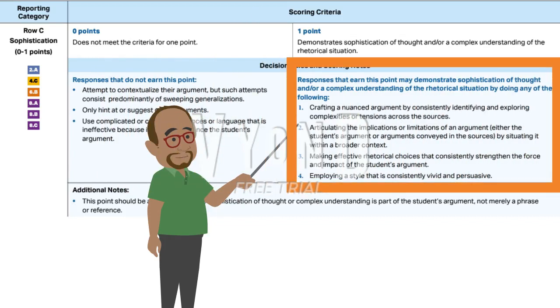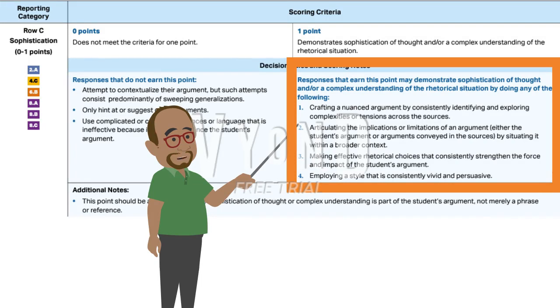A student does earn this point by demonstrating sophistication of thought and/or a complex understanding of the rhetorical situation. This essentially means they are taking into consideration how contextual factors such as time, place, genre, speaker, and purpose shape arguments made in the sources or in the student's own argument. There are several different ways a student can acknowledge and explore these complexities to earn the point. First, they can explore tensions across sources. Do sources contradict one another? How does the student respond to these complexities?